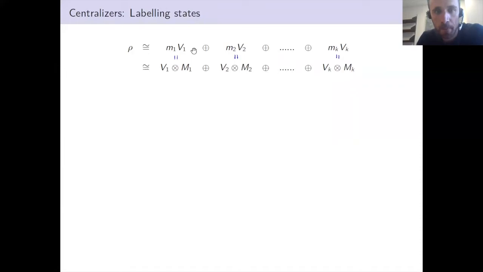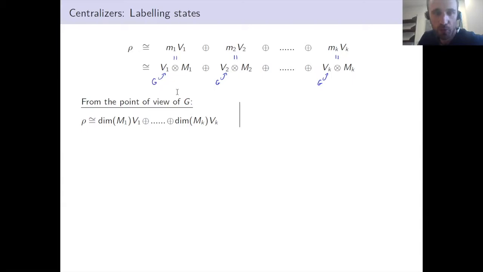You can write it as V1, tensor product with M1, and this M space is a bit artificial at this point. It's some sort of auxiliary space which records the multiplicity M1. So the dimension of this big M1 is the integer M1. Let's look at this picture from two different points of view.